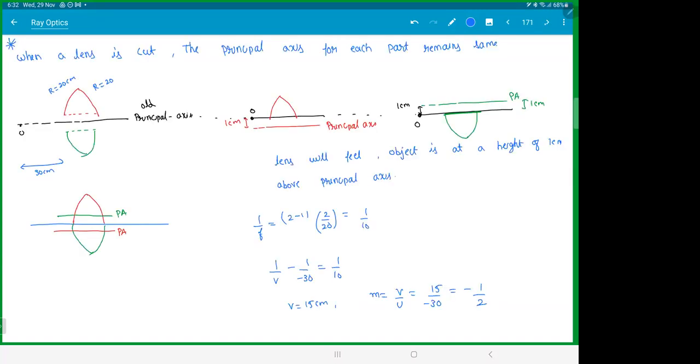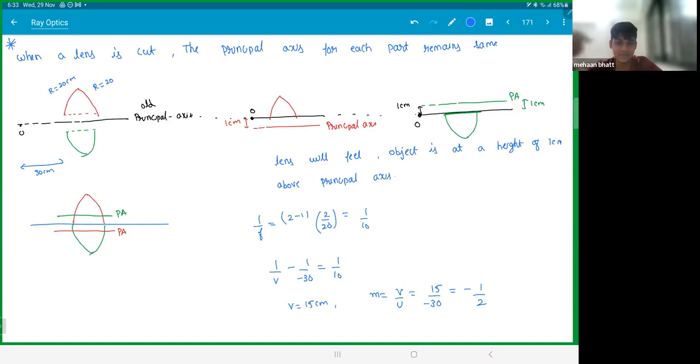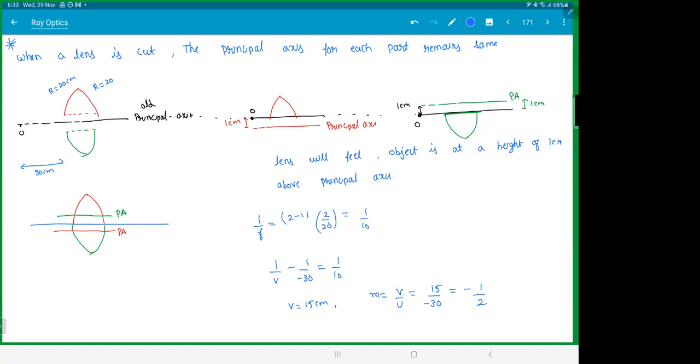Chalo, theek hai. Now, question is still not over. So look at this thing. Remember, this was the old principal axis. So if you cut the lens once by 1 centimeter, and then the remaining lens, if you cut it again by 1 centimeter, then the principal axis will shift down by 2 centimeters. Perfect. That's what happens.